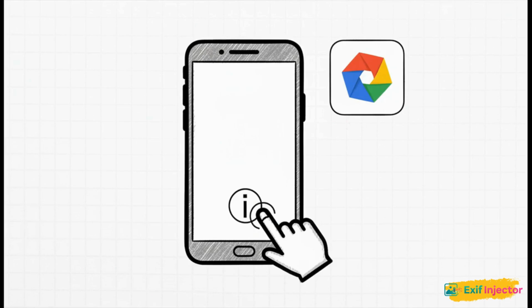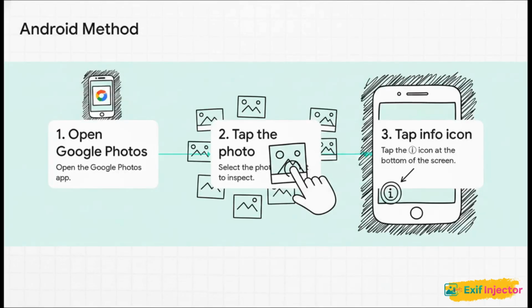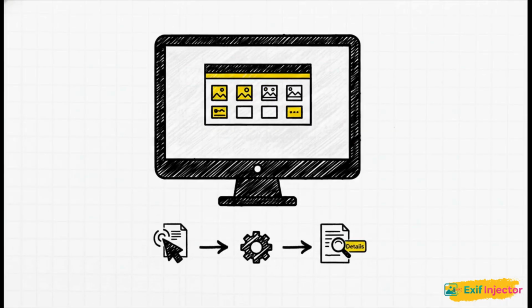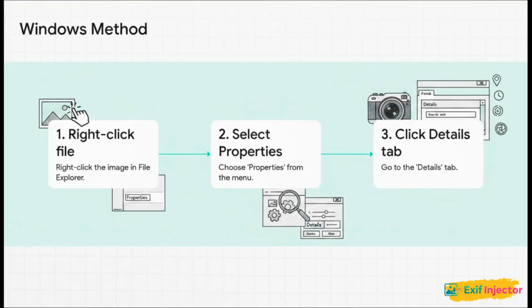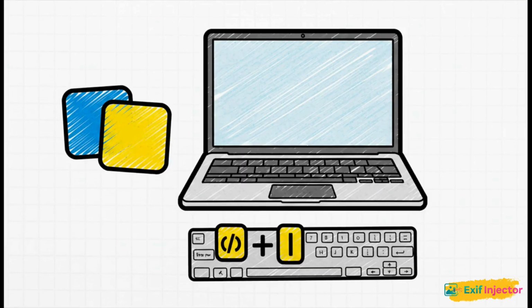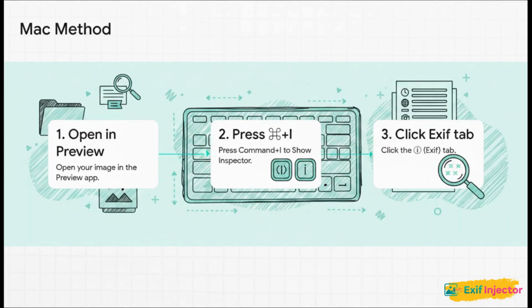Okay, for all you Android users, Google Photos has a really similar feature built right in. All you do is tap the photo, then hit that little info icon at the bottom. That's it. All right, let's jump over to your desktop. On a Windows PC, it's all in the Files properties. Just right-click the photo, choose Properties, and then click on that Details tab. And of course, for all you Mac users out there, the Preview app has everything you need. Just open your photo in Preview, hit Command-I, and then click the Exif tab.